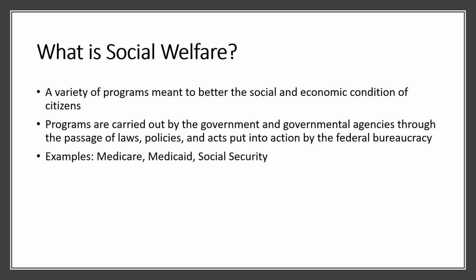What is social welfare exactly? Social welfare is a variety of programs meant to better the social and economic condition of citizens. So, some examples of these would be Medicare, Medicaid, and Social Security. We can also see unemployment or food stamps, so to speak, but that now falls under the jurisdiction of state and local laws instead of the federal government.